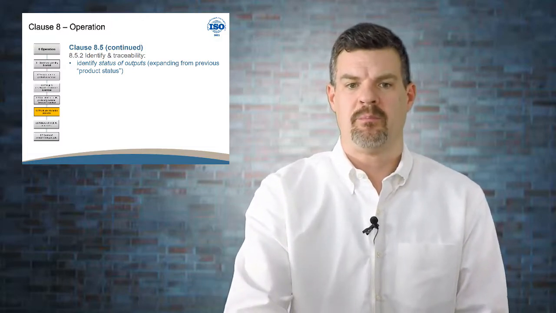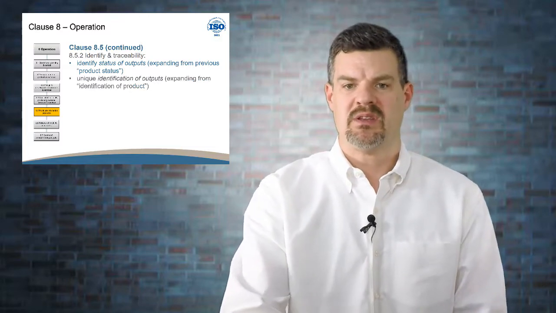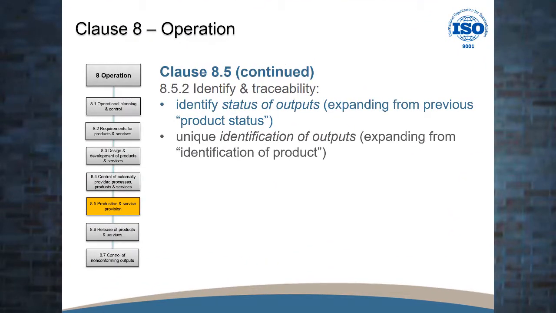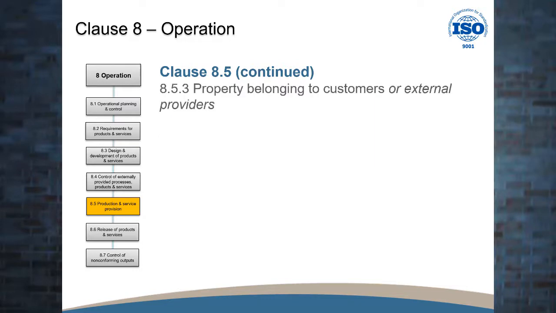So but I like this being expanded because it does include other process outputs, not just product. The next item is unique identification of outputs. So expanding from identification of products in a similar way as the status of outputs and identification of outputs being very clear. So I like those two new expanded requirements.